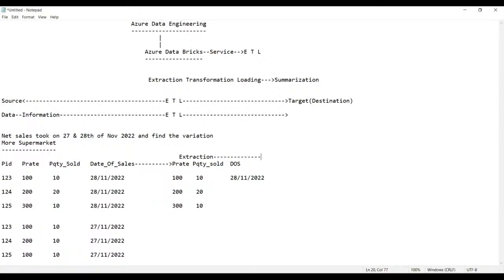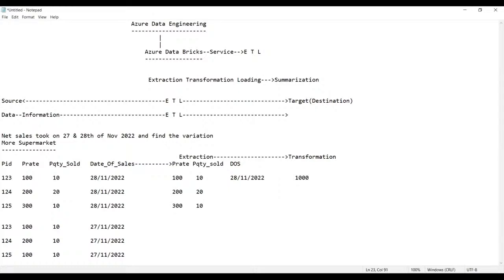After the extraction is done, what is the next process? Tell me now. Transformation. Very good. Transformation is the actual process where on the data we perform any kind of arithmetic operations, whatever things you require. Now tell me, to find out the net sales, what do you require? You pick up the product rate and product quantity. Product rate is 100 rupees, quantity sold is 10. That means 100 into 10, what is the outcome, guys?